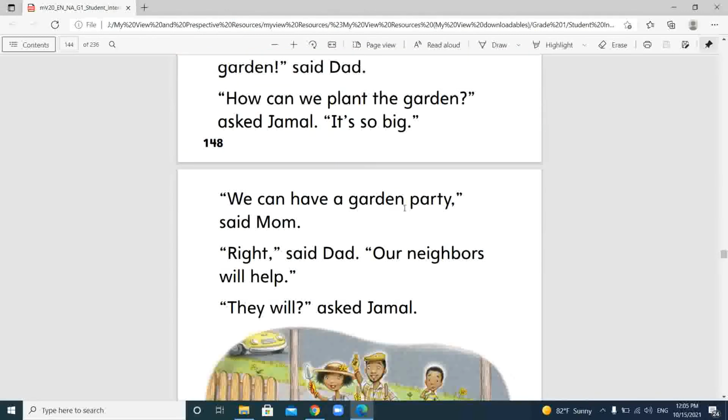We can have a garden party, said Mom. Right, said Dad. Our neighbors will help.